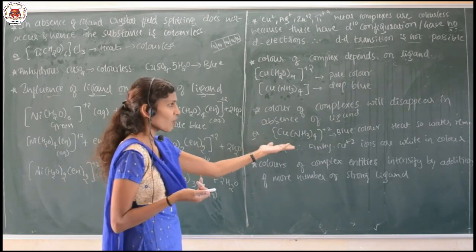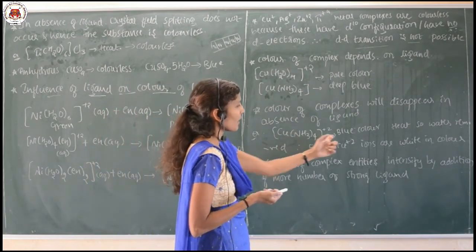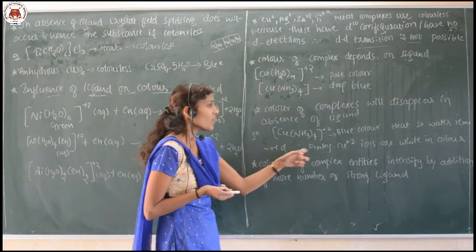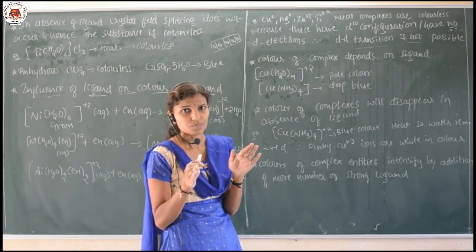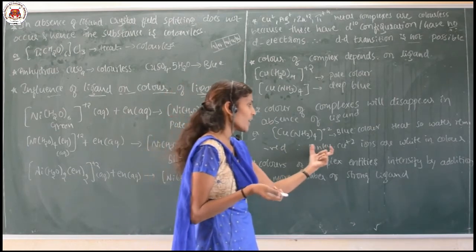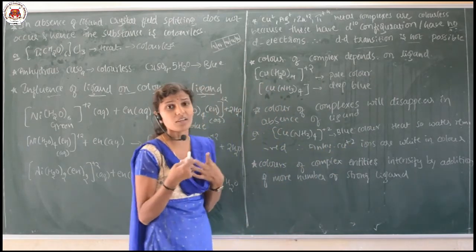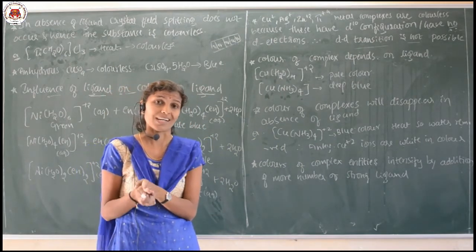Similarly, they have given one more example. Here, this complex has the ligand, and it is blue in color. When you heat, the water is removed, so it becomes anhydrous, which means no water. Hydrated, or hydrous, means water is present. Anhydrous Cu2+ ions are white in color, white in the sense of colorless. If the ligand is not there, it acts as colorless.